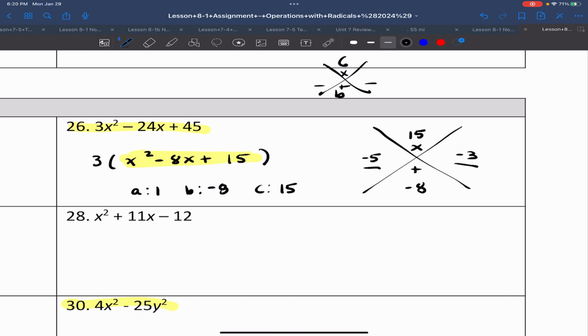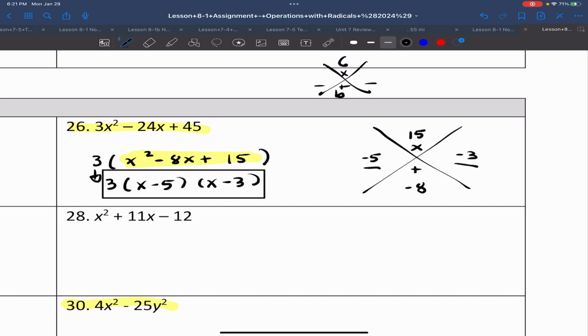So how do I write this? I have x minus 5 times x minus 3, and don't forget the silly 3 that we had before. So now this is completely factored. That's my answer.